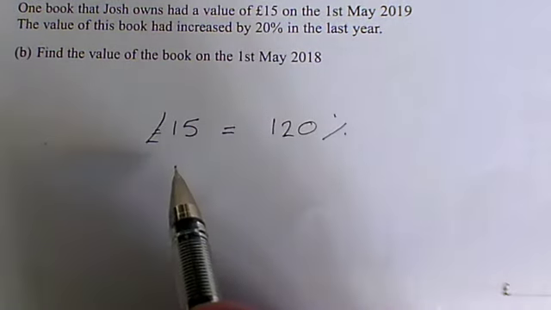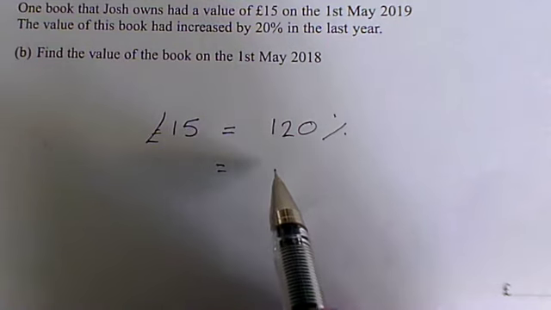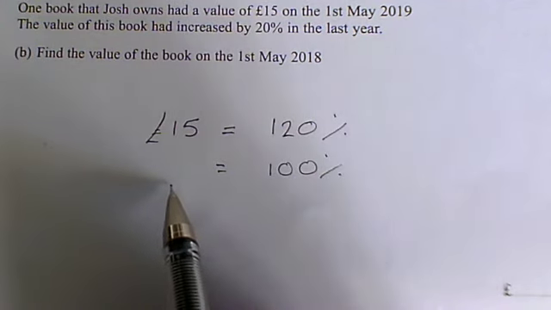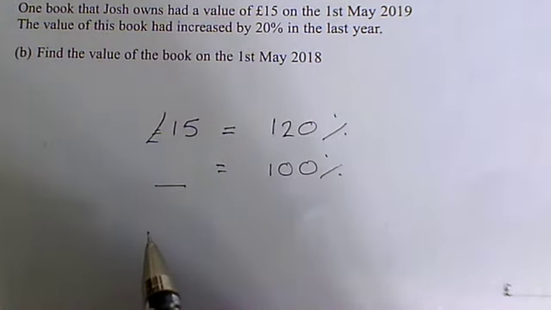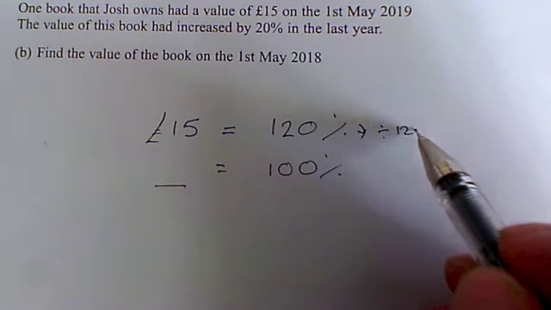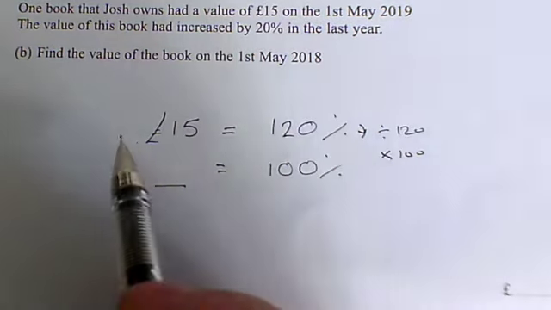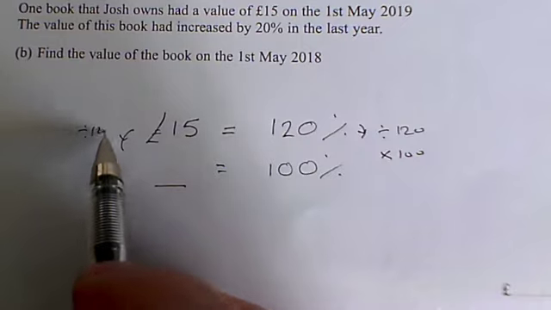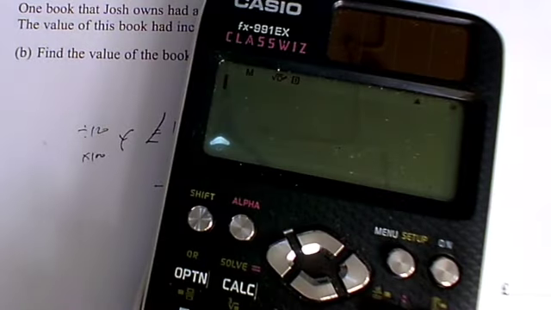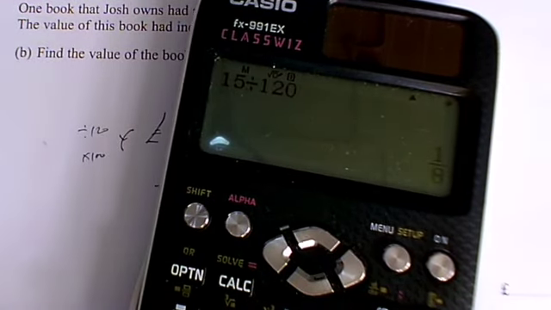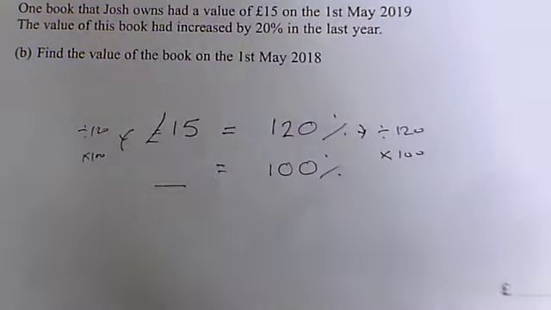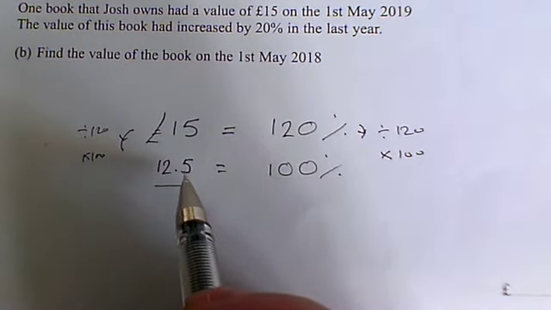And so if I want to go backwards and find what it cost last year, I need to find the old price, the 100% price. So the question is, how do you get from 120 to 100? Well, I think if you divide by 120 and times by 100, that will do the trick, won't it? And what I do to one side, I must do to the other side. So 15 divided by 120 times 100. And if I do that on my calculator, I should get quite a nice answer. There you have it, £12.50. Okay, so last year the book cost £12.50.